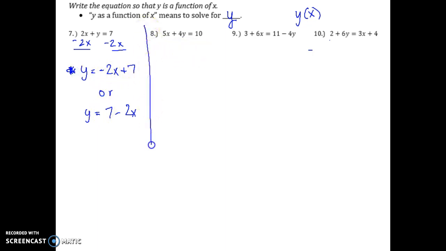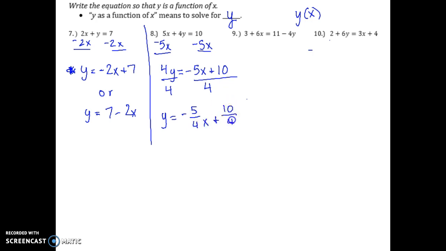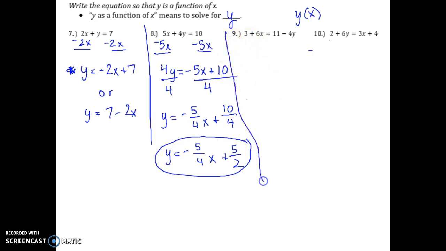Okay, so the second one, we're solving for y, so we're going to subtract 5x from both sides. When I do that, 4y is going to be equal to negative 5x plus 10. Y needs to be by itself, so I'm now going to divide by 4. So I can write this as y is equal to negative 5/4 x plus 10/4. I can further simplify that to be y is equal to negative 5/4 x plus 5/2. All I did was simplify that fraction.